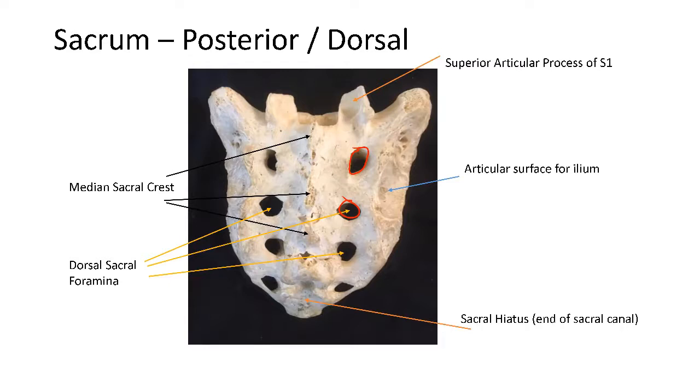And we have these ridges going down the center of the posterior sacrum. That is median, not medial, median with an N, sacral crest. That is the fused spinous processes. And the sacrum ends finally at the sacral hiatus, which is the opening at the end of the sacral canal. This is where the last of the spinal nerves emerge.